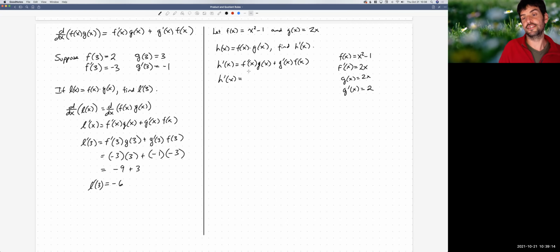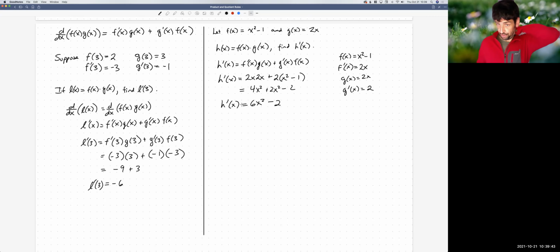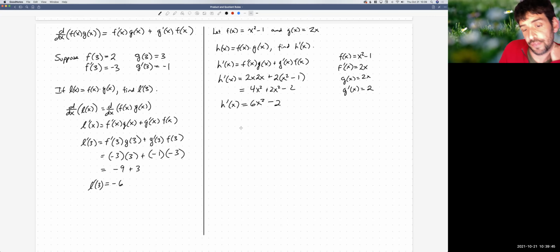H prime of x is equal to f prime, which is 2x, times g, which is 2x, plus g prime, which is 2, times f. Can do a little cleaning up. I've got 4x squared plus 2x squared minus 2, or 6x squared minus 2. And there's our derivative. Now, you might notice, wait a second, we could have done this a little differently.